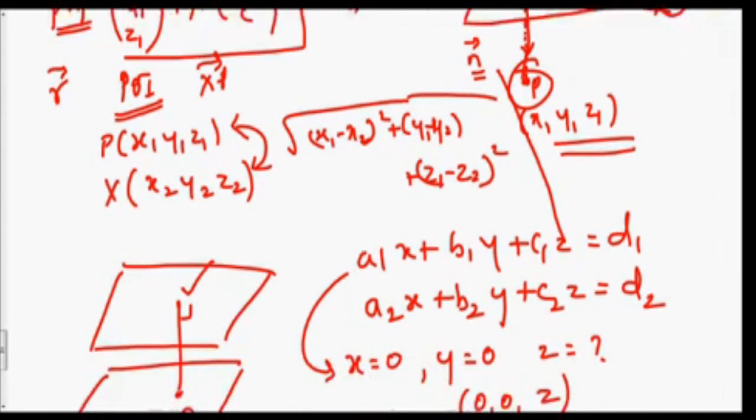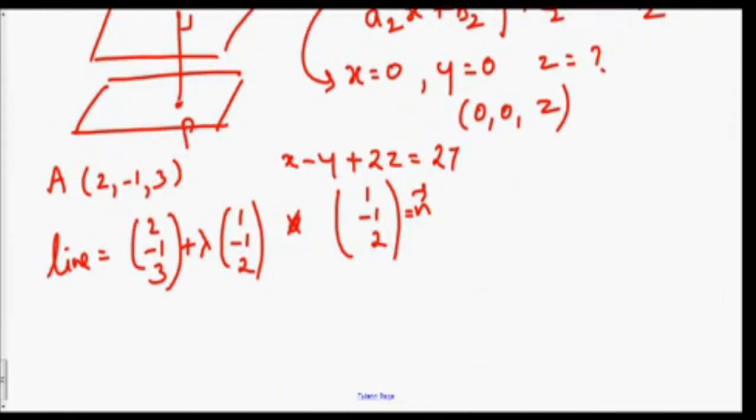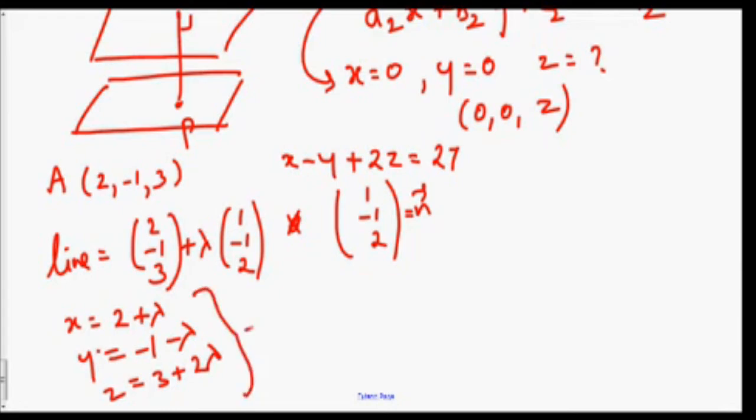Now what do we do? You know the equation of the line and we need to solve. So this would be x equal to 2 plus lambda, y equal to minus 1 minus lambda, and z equals 3 plus 2 lambda. All you need to do is substitute this in the plane equation and find lambda, and then substitute to find the x, y, z of the point of intersection. Hope it was helpful. All the best.